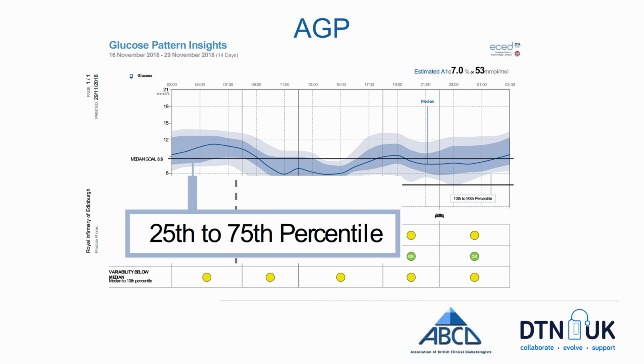There's a traffic light system provided on the AGP report which shows you whether you've got a green or low risk, up to a red or high risk of either hypo or hyperglycemia, depending on the part of the report.